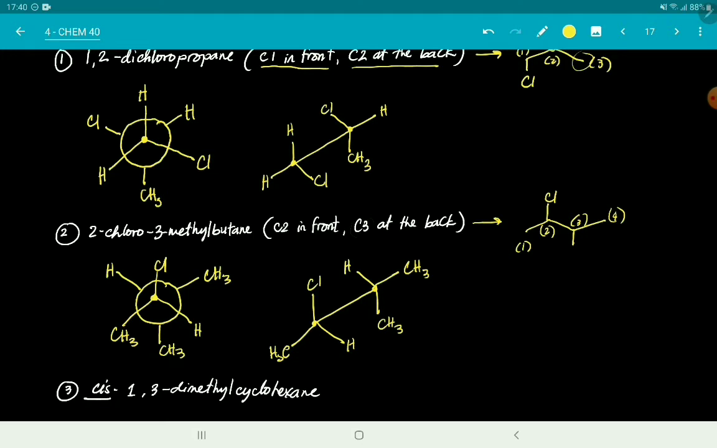So, medyo diskarte din tayo dito kapag naghahanap ng more stable structure. We can count the number of gauche interactions. Okay? So, pag mas maraming gauche interactions, yung staggered na structure na yun is less stable.